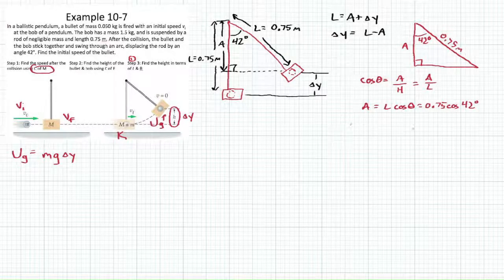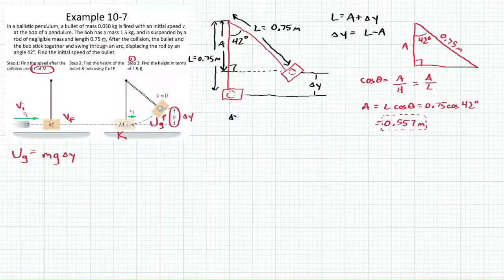What is A? Multiply that out. I'm going to take it out to 3 decimal places. 0.557. 0.557 what? 0.557 meters. Make sure you always write in your units. Okay, let's put just a dotted box around that. That's not a final answer, but it is important.